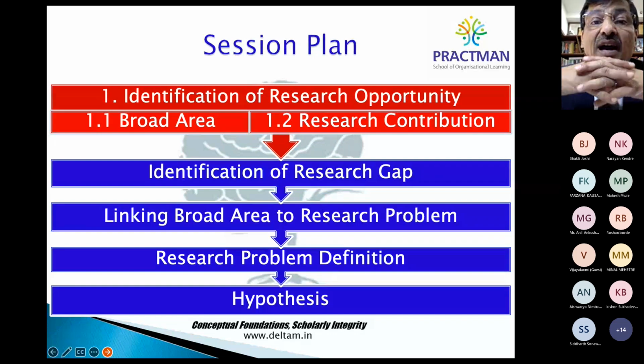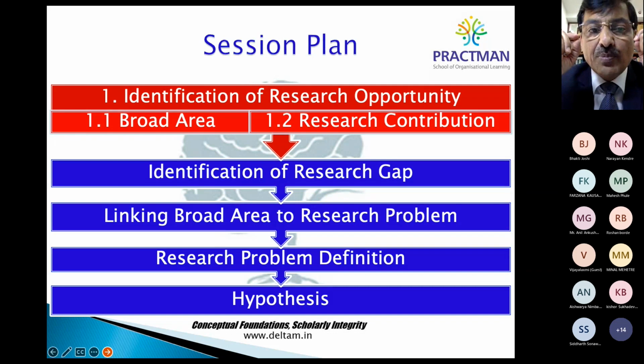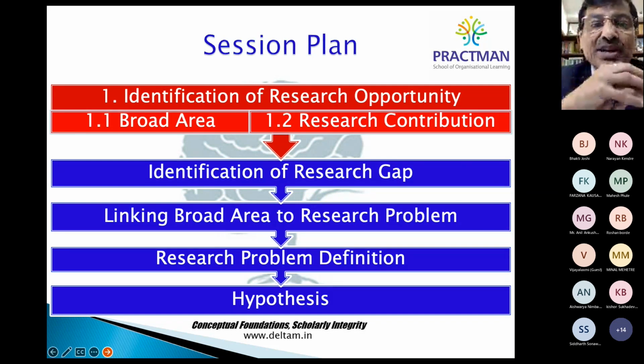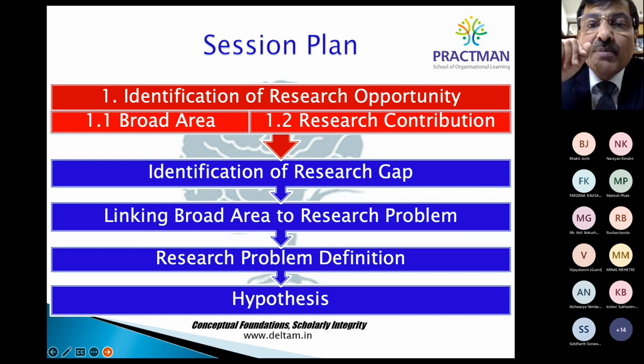It begins with identification of research opportunity. How do we identify research opportunity? Which in turn has got two parts, which I'll go into details. One is the broad area. How do we identify the broad area of research? And secondly, we speak about what kind of contribution our research is going to make.